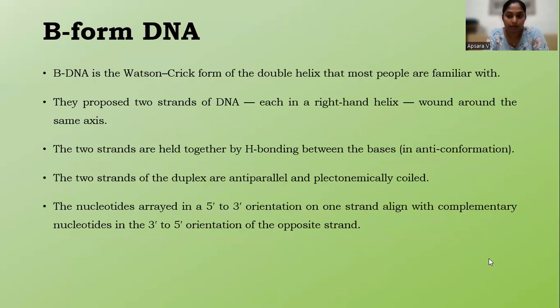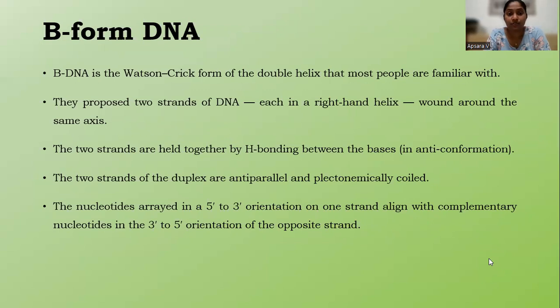Now let us learn about each of them in detail. First one is the most common form, that is the B form DNA. This is the Watson-Crick form of the double helix that most people are already familiar with. They proposed two strands of DNA, each in a right-hand helix, wound around the same axis. The two strands are held together by hydrogen bonding between the bases.